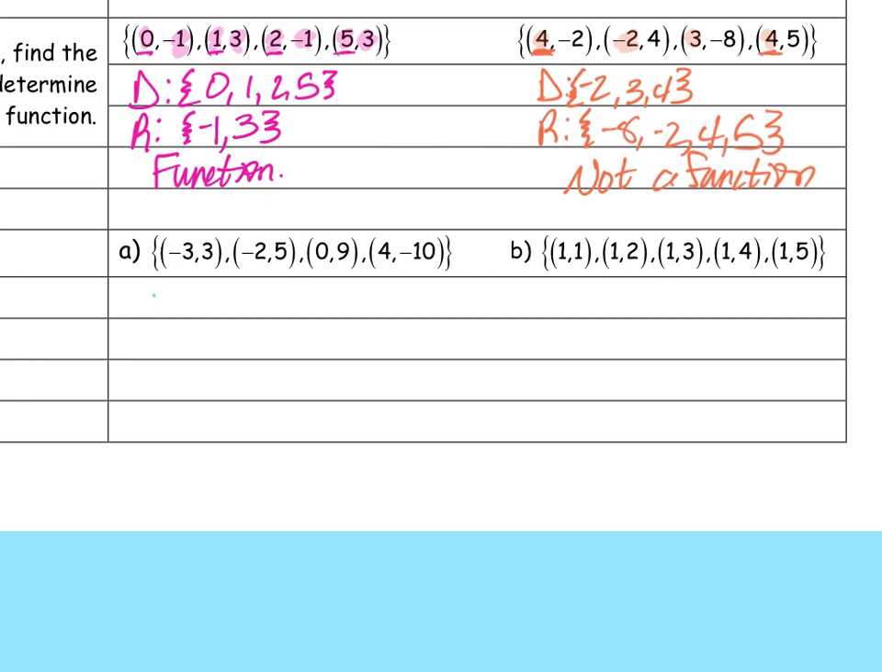my domain for A is, let's see, -3, -2, 0, and 4. My range is, let's see, -10, 3, 5, and 9. And this is a function, because there's only one of every x.